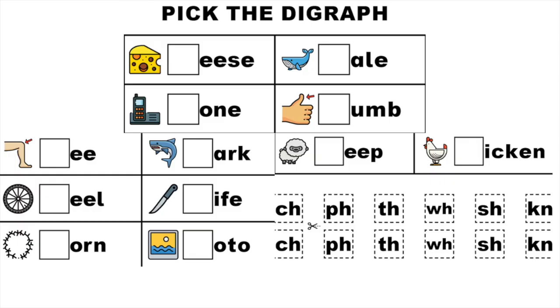Activity 3. Pick the digraph. You have to look at the pictures very carefully. First picture, what do you see? Can you guess? CH, PH, TH, WH. Okay, let me help you. The first picture is cheese. Now it's your turn to complete.